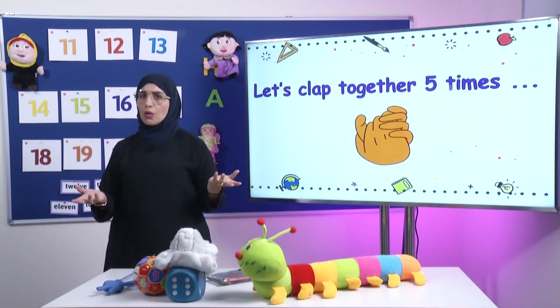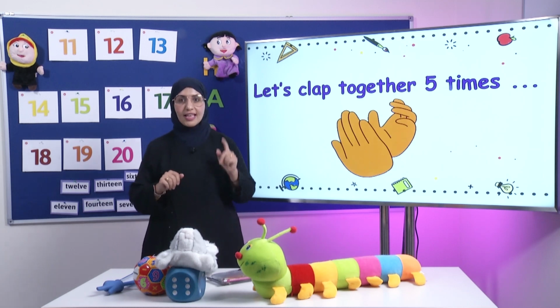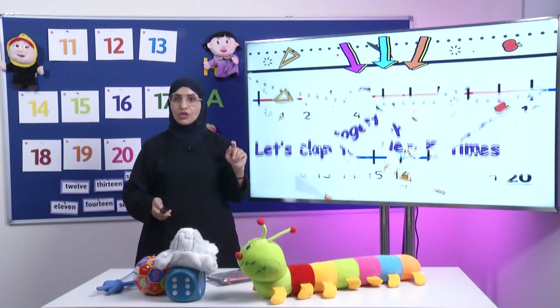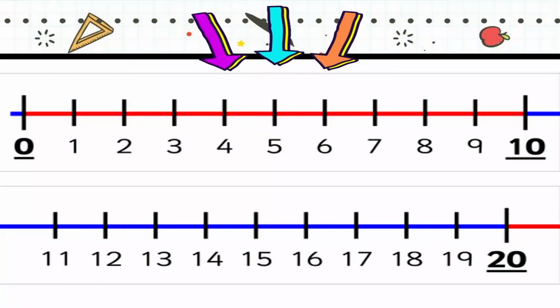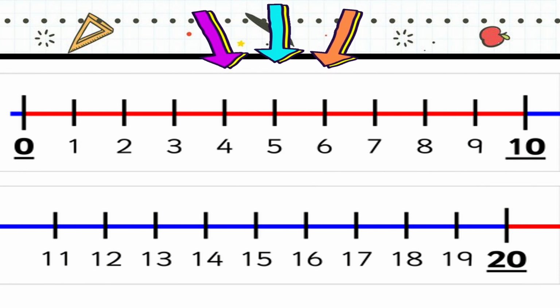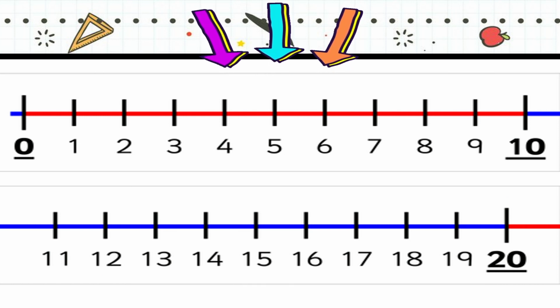Now, what our lesson will be about? What do you think? Yes. It's about numbers, that's right. Now, I want you to look at the board. Okay, my dear students, look at the board. What can you see? Yes, numbers. There are numbers from 0 till 20.